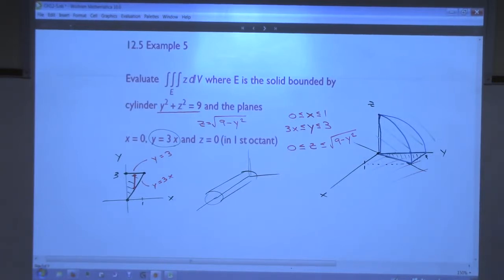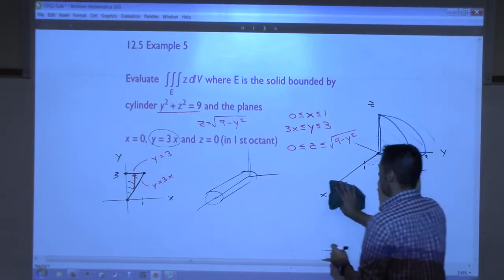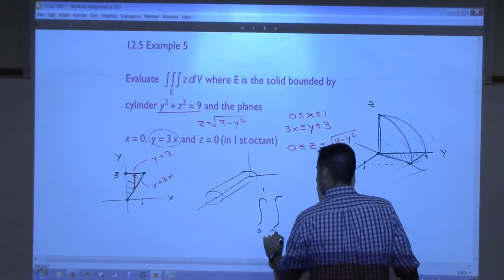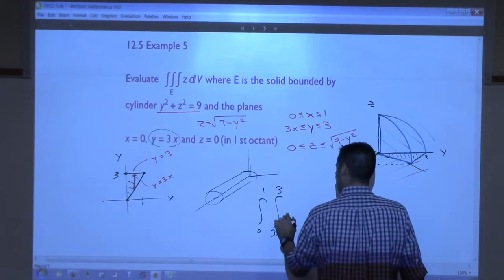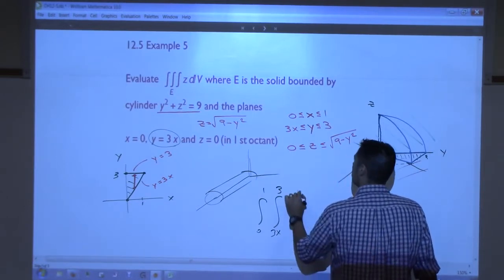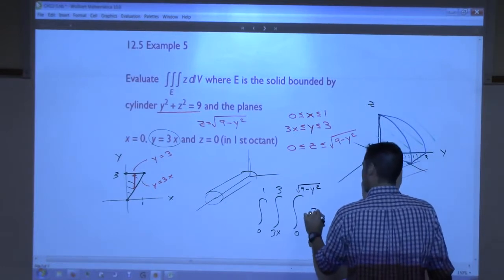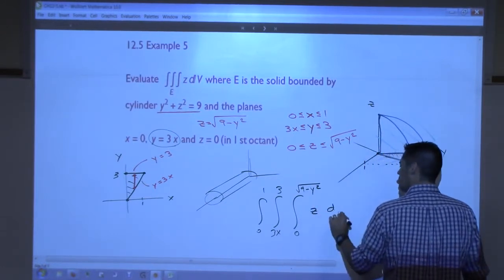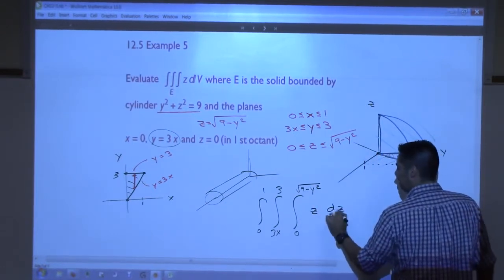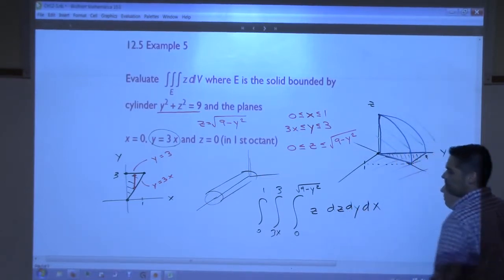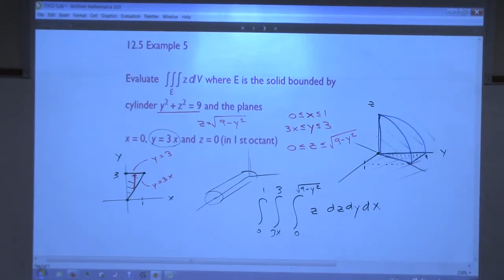So you'll have triple integral 0, 1, 3x, 3, 0, square root 9 minus y squared. We are integrating dz, dy, dx, because it's type 1. And then you go do it.